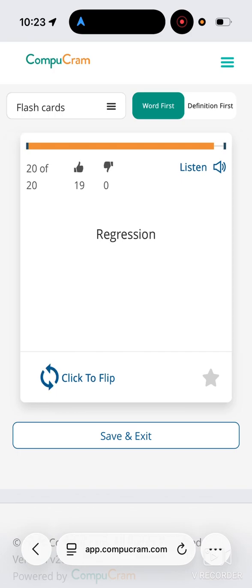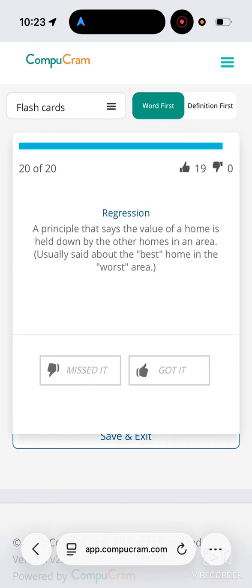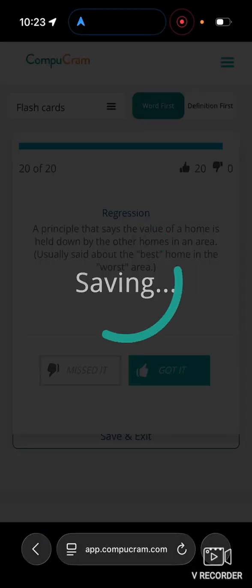Final question, regression: a principle that says the value of a home is held down by the other homes in the area, usually said about the best home in the worst area.